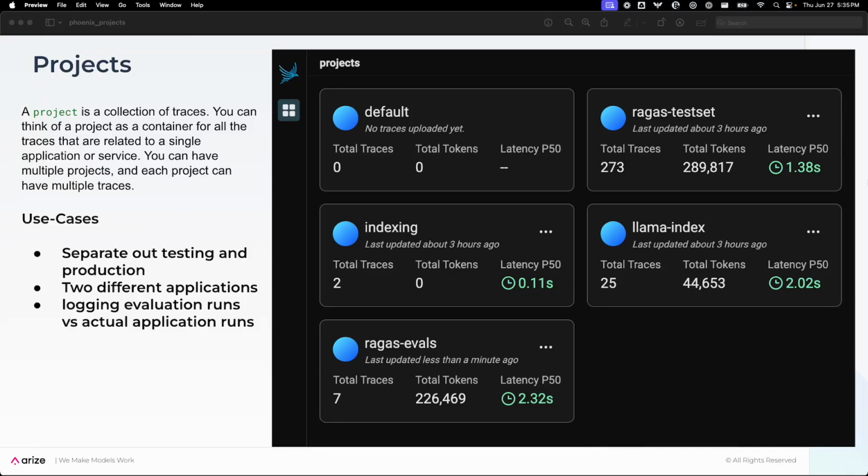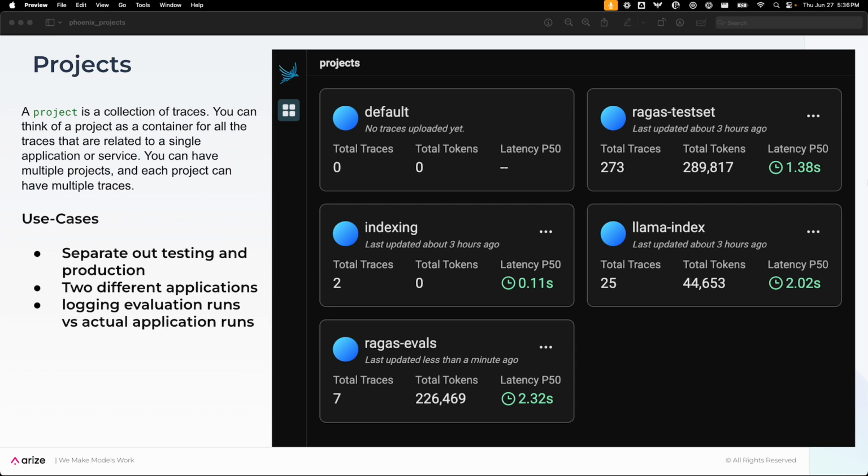In this example, we'll perform A/B testing in Phoenix by utilizing projects. Oftentimes, you'll want to customize various aspects of traces that are logged into Phoenix. A project can be considered a collection of traces and a container for traces related to a single application or service. You can also have multiple projects with multiple traces in each.